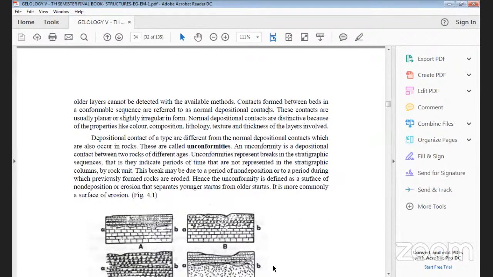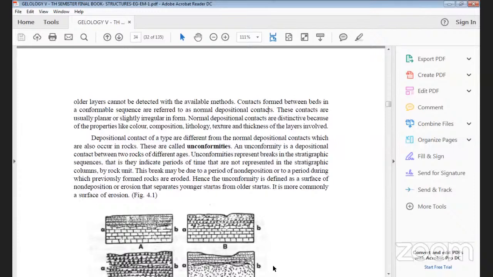Older layers and cannot be detected with the available methods. Some contacts we see between beds in a conformable sequence are referred to as normal depositional contacts. These contacts are usually planar or slightly irregular in form. Normal depositional contacts are distinctive because of properties like the color, composition, lithology, texture, and thickness of the layers involved.